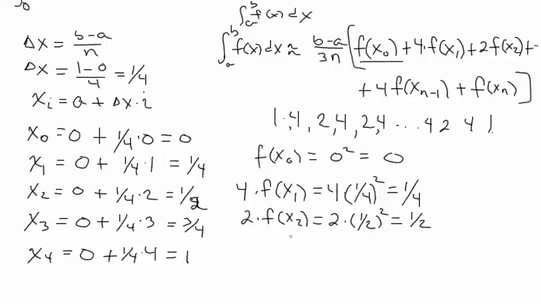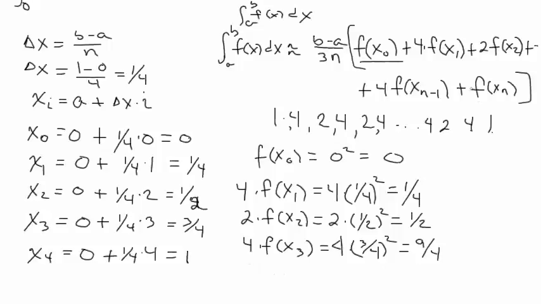Okay, so let's see, x of 3. So we got another 4 then. f of x3, so you see, this would be this guy right here, is equal to 4 times, so we look at x3, that was 3/4. Plug that into the function. 3/4 squared, and let's see, 9/4. Is that right? 9/4, I believe.